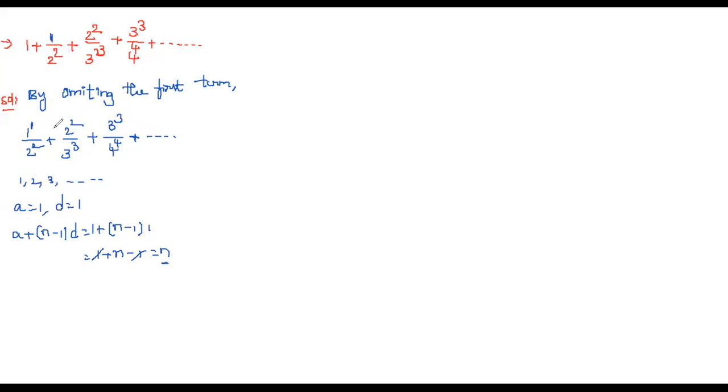So it means 1 square plus 2 square plus 3 cube and so on, in the sense what will we get? n power n, right? And now coming to the denominator. In the denominator, what we have: 2, 3, 4 and so on. Here also the same thing, a equal to 2 and the difference d is 1: 3 minus 2 is 1, 4 minus 3 is 1. And then a plus n minus 1 into d. So it is equal to 2 plus n minus 1 into difference 1, which is n plus 1.